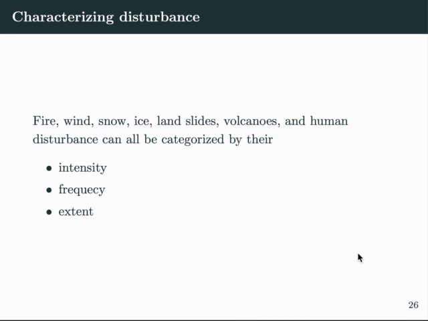But in that tree fall gap, that tree has died and radically changed the light regime and the soil moisture and a lot of things in that one location. So we think of that as a very small disturbance. But to the forest as a whole, we wouldn't consider it a disturbance. So disturbances are always defined by their intensity, their frequency, and their extent.